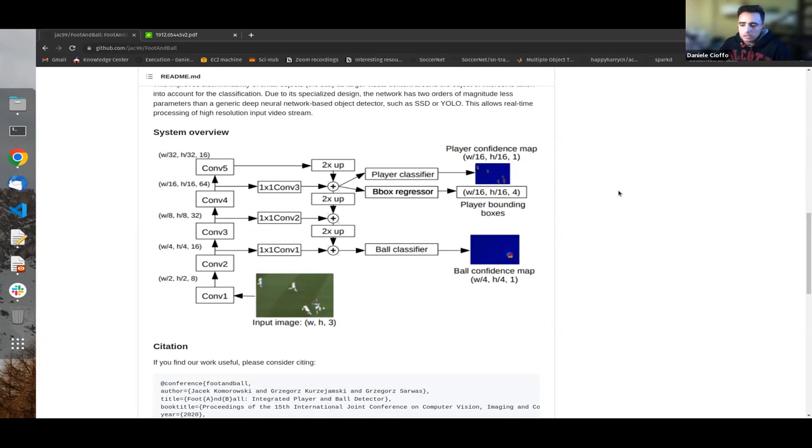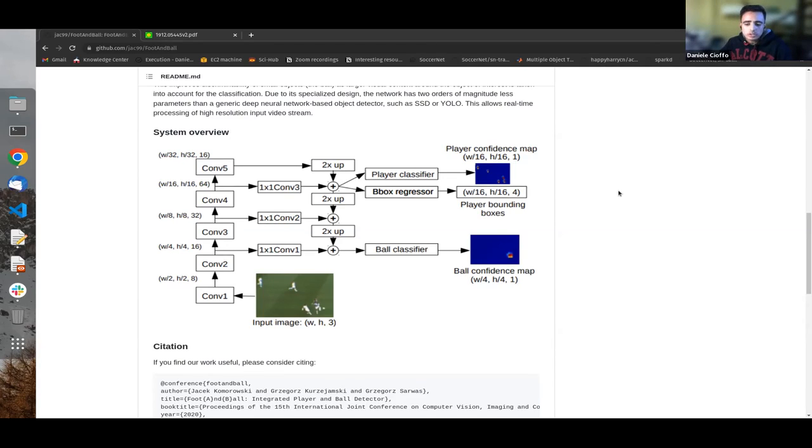But why are we interested in this paper? The network used in this paper is a feature pyramid network, where lower level features with higher spatial resolution are combined with higher level features with smaller spatial resolution. This improves detection of small objects, for example, the ball in our case, because a larger visual context around the object of interest, that in our case is the ball, is taken into account.